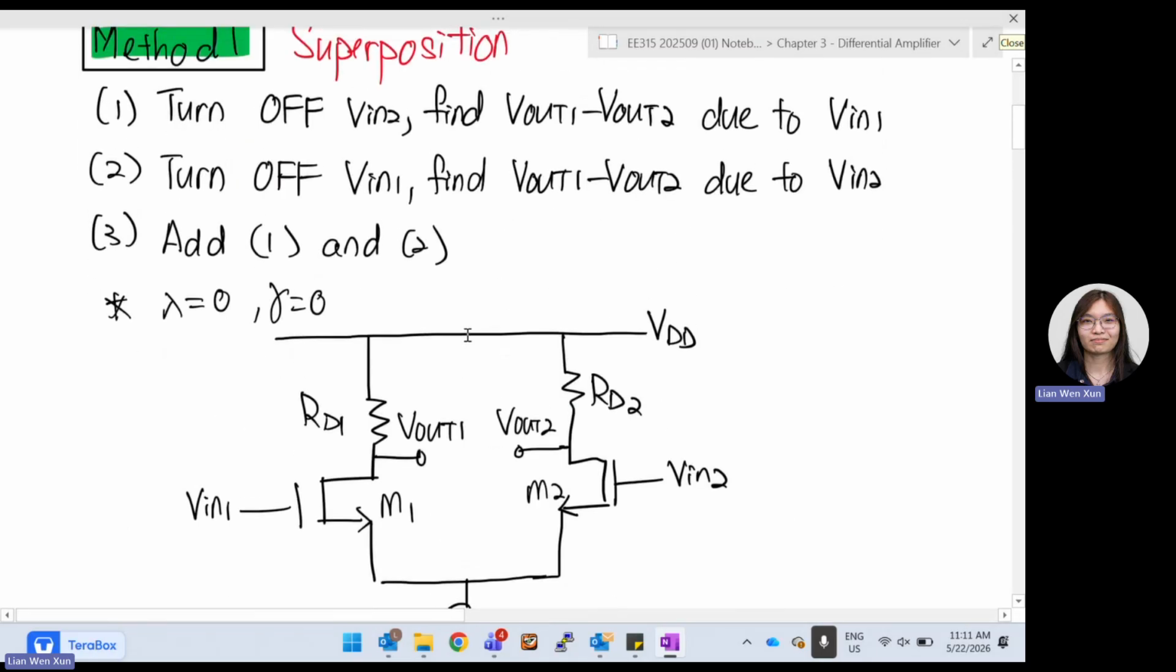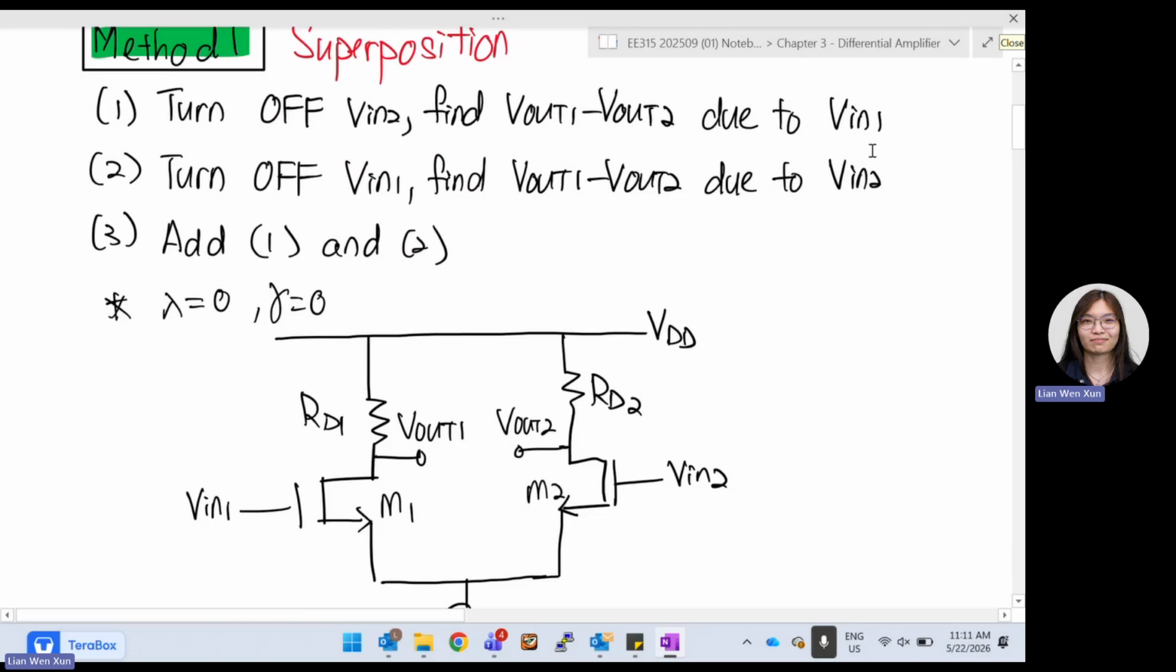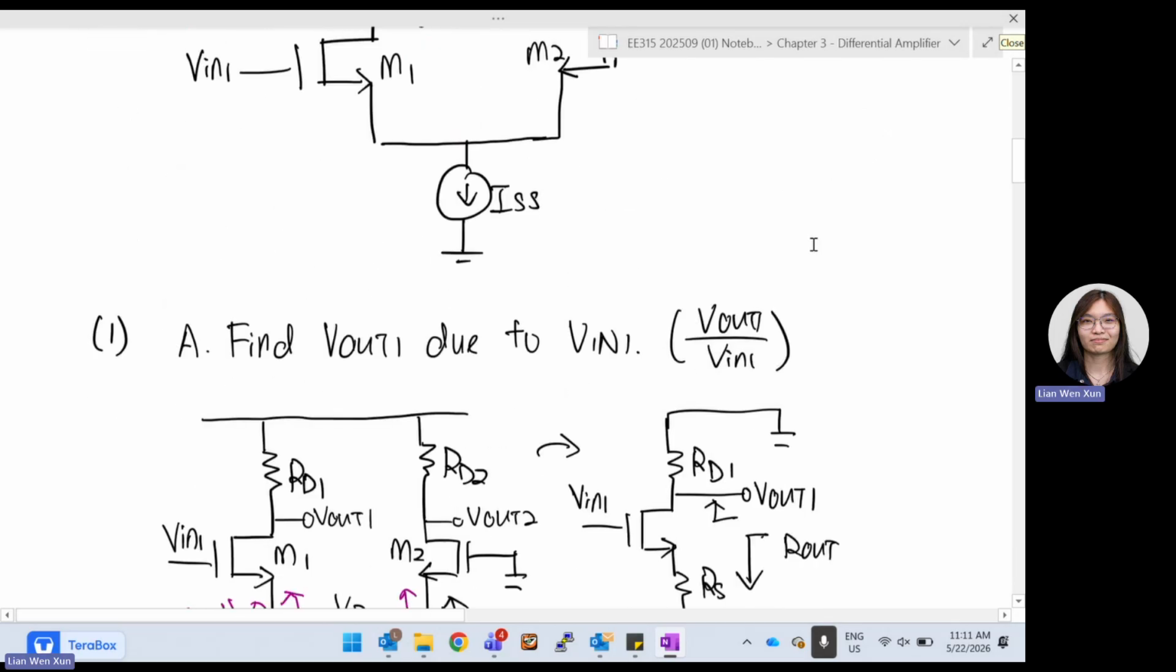So first, we will turn off V in 2. And then we will find what is V out 1 minus V out 2 due to V in 1, because V in 2 is now turned off already. So you can see we want to find out V out 1 minus V out 2 when there is only V in 1. Okay, so let's do the first step.